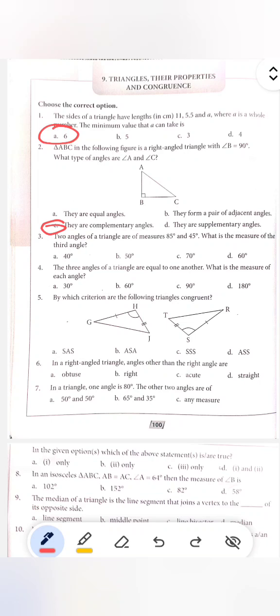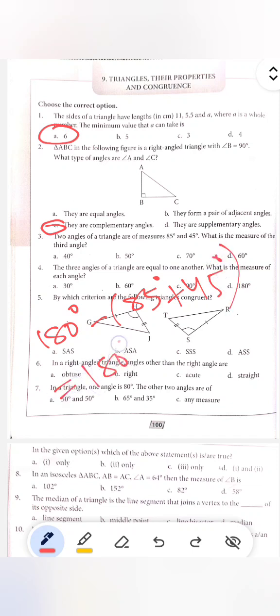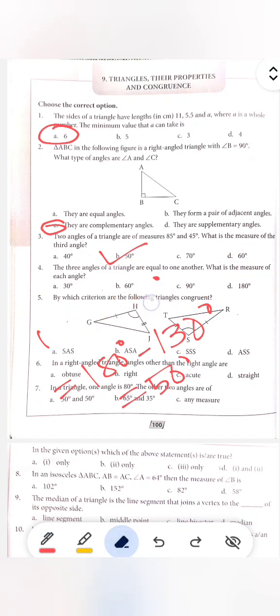Now the next one: two angles of a triangle measure 85 and 45 degrees. What is the measure of the third angle? That is 180 degrees minus (85 degrees plus 45 degrees). 85 plus 45 is 130 degrees, so 180 minus 130 is 50 degrees. So option B is the correct answer.